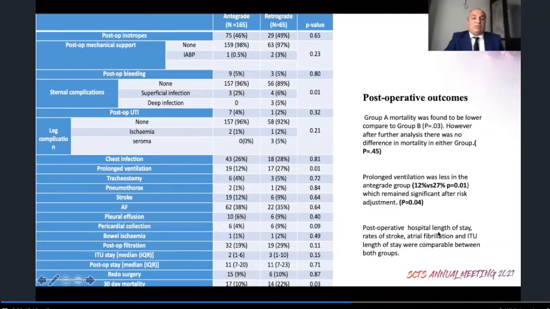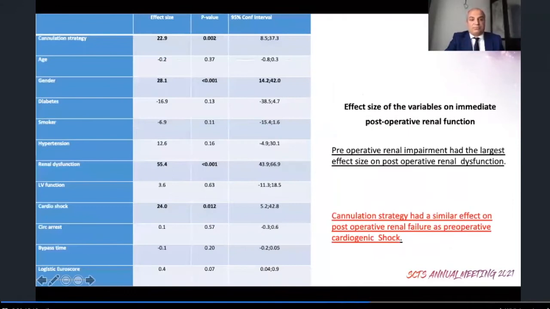Postoperative hospital length of stay, rates of stroke, atrial fibrillation, ICU length of stay, and other potential complications were similar between both groups.